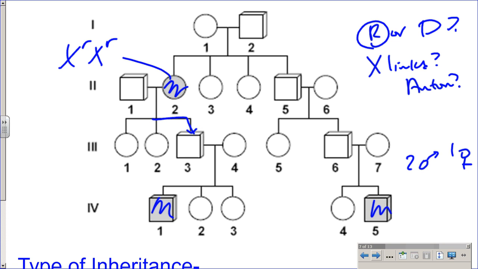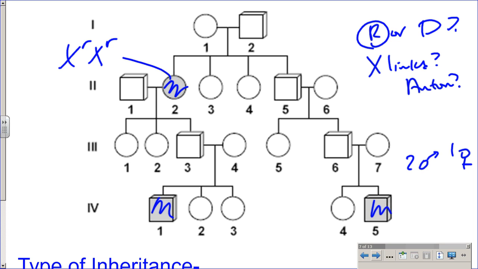Because if she has it, she has to give him the X little r allele, and the dad will give him the Y. And so he would be showing that sex-linked disorder. So that's why it can't be sex-linked, because she would have to pass it on. But we're right to say it's autosomal, because it's one male or two males and one female. We work it out, we try it, we see that it's not sex-linked, so it has to be autosomal. See how that trial and error works?